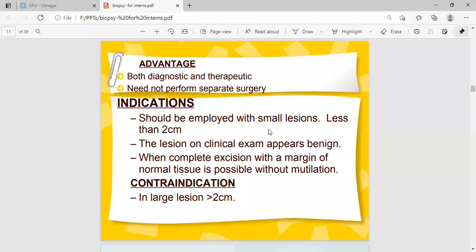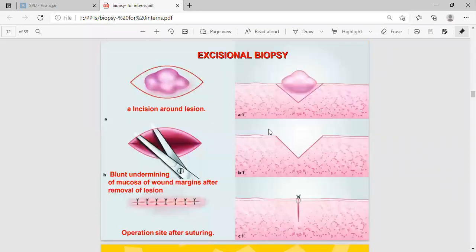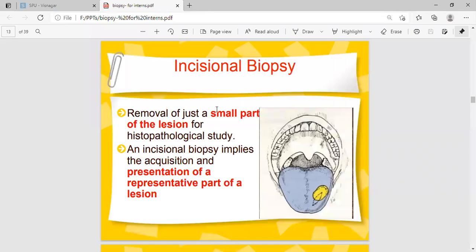Contraindication, usually it's not contraindicated if the lesion is more than 2 centimeters. So this is the technique. You give a local anesthesia, and from 2 millimeters around the margin, you remove the tissue in depth, then undermine the tissue and do the primary closure. So that is the excisional biopsy.